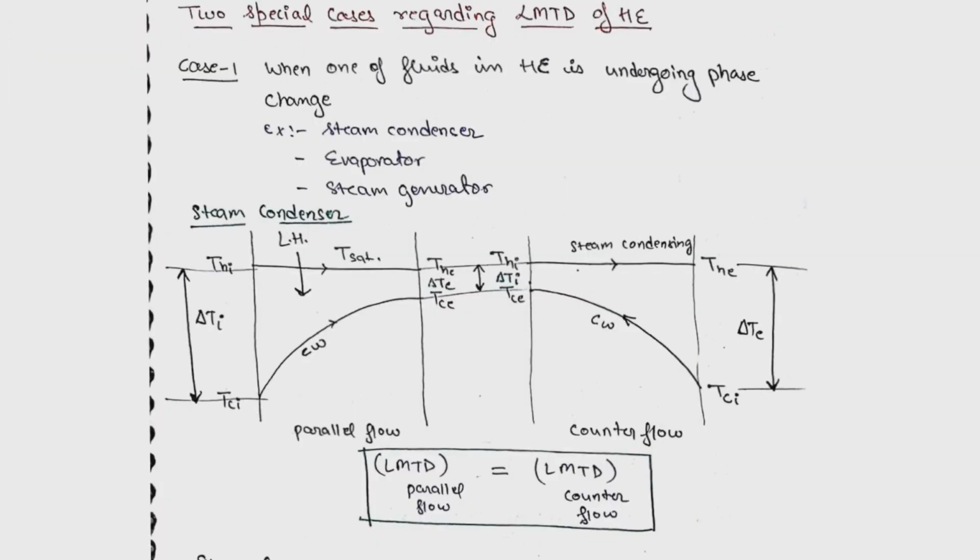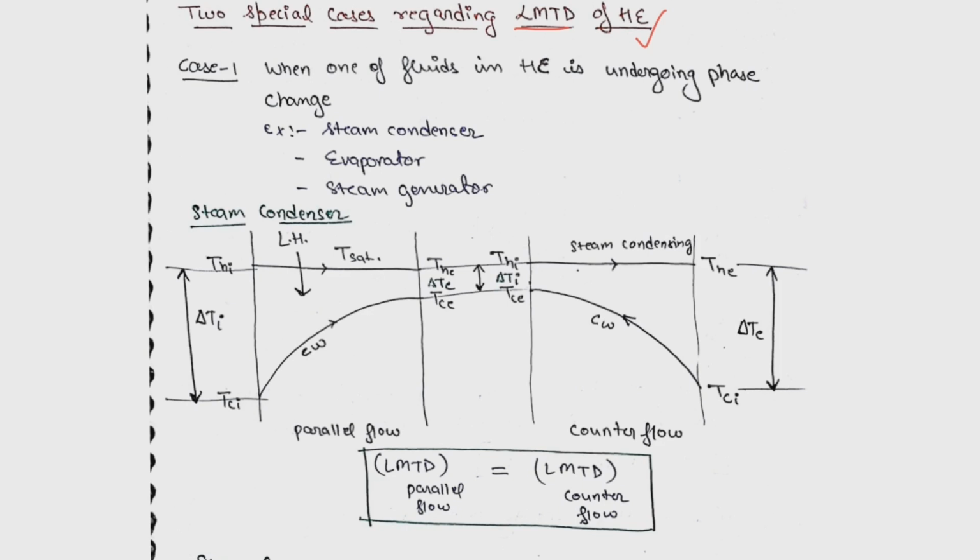Hello everyone. In our previous lecture, we introduced the topic of logarithmic mean temperature difference, and we have seen LMTD for both parallel flow as well as counter flow. We have seen that LMTD for counter flow is greater than LMTD for cross flow, which is greater than LMTD for a parallel flow heat exchanger. Now let us see there are two special cases regarding LMTD of heat exchangers.